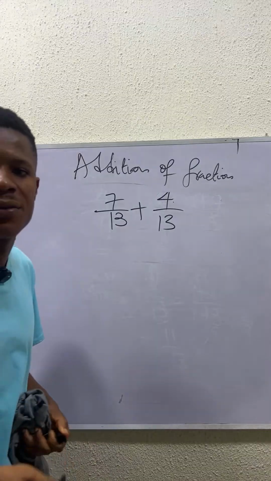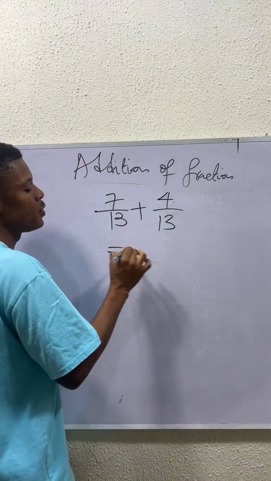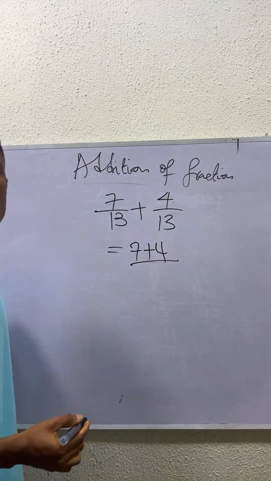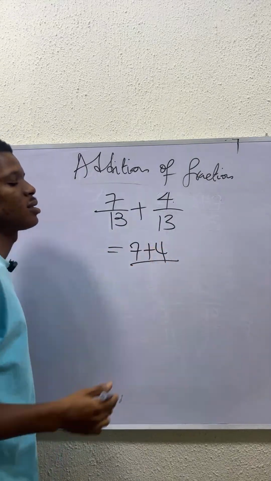Thank you for saying that. Okay? So what do you have to do? You just have to add their numerators. Okay? 7 plus 4 is what?